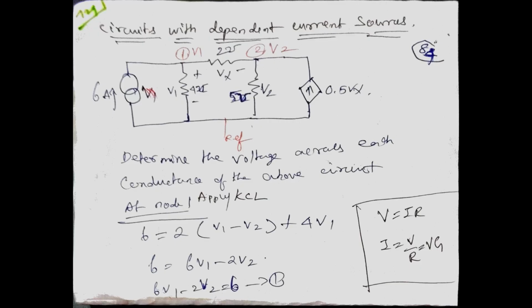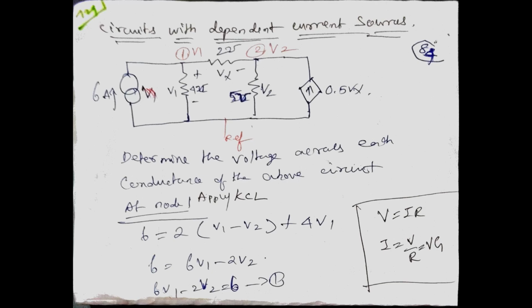Across the 2 mho, the voltage is Vx, put plus minus sign, and across the 4 mho the voltage is small v1. Small v2 is the voltage across the 5 mho. Form at node 1, apply KCL. Node 1 meeting element is the 6 ampere source. 6 equals, consider the 2 mho conductance, 2 into the difference of V1 and V2 nodal voltages, V1 minus V2, plus 4 mho depends on V1 nodal voltage, plus 4 V1.